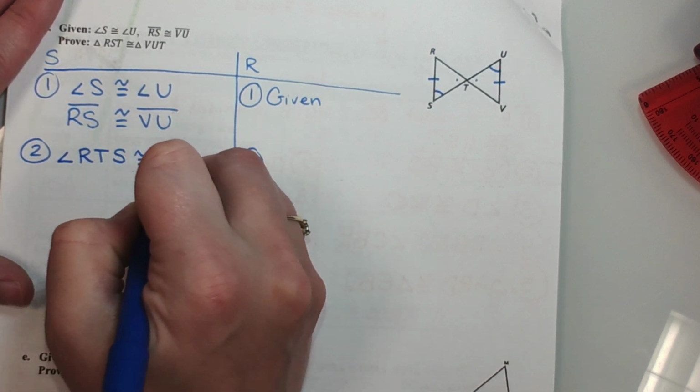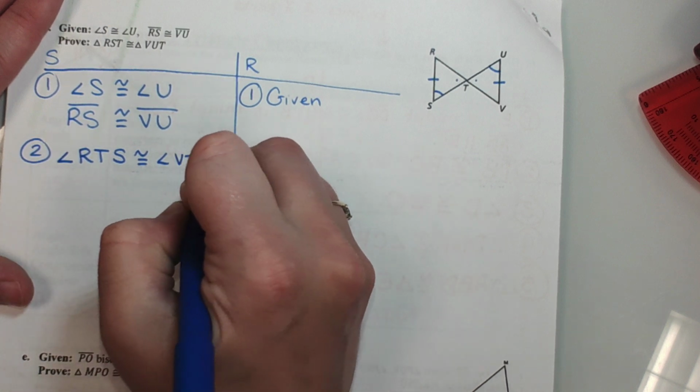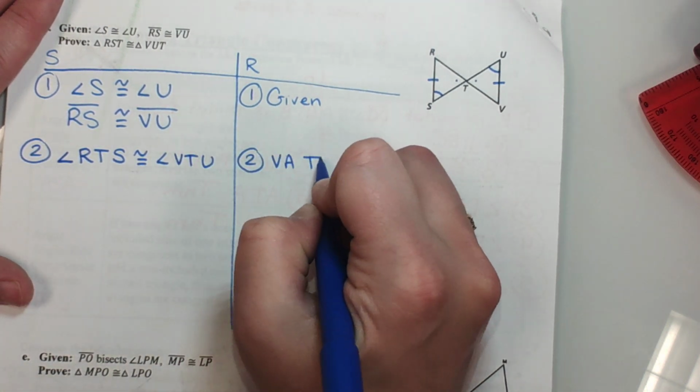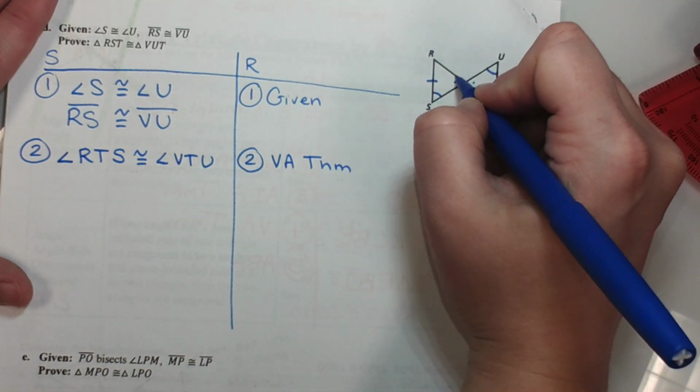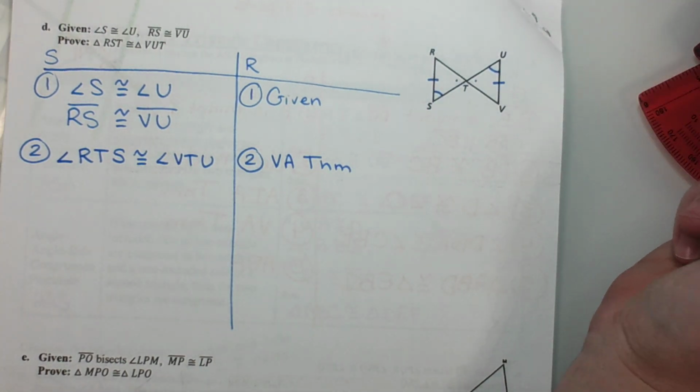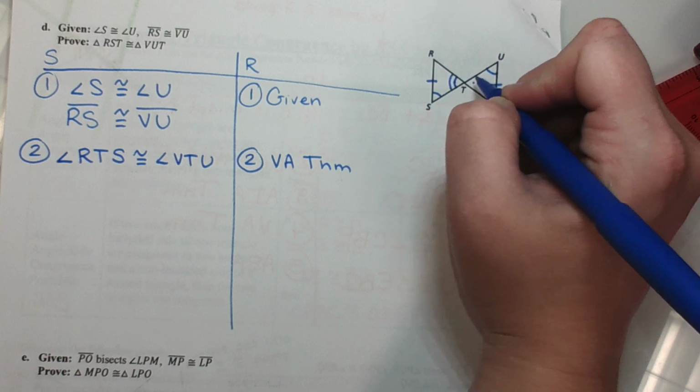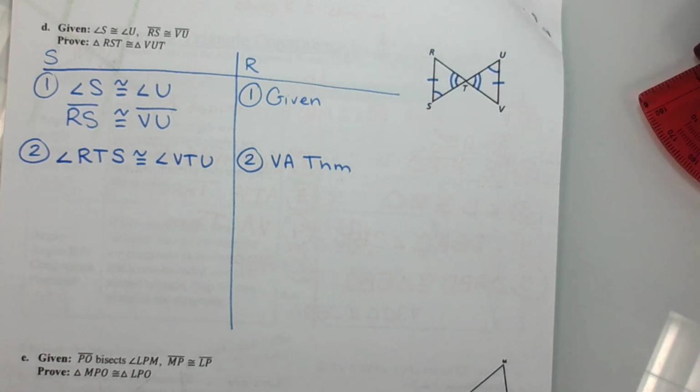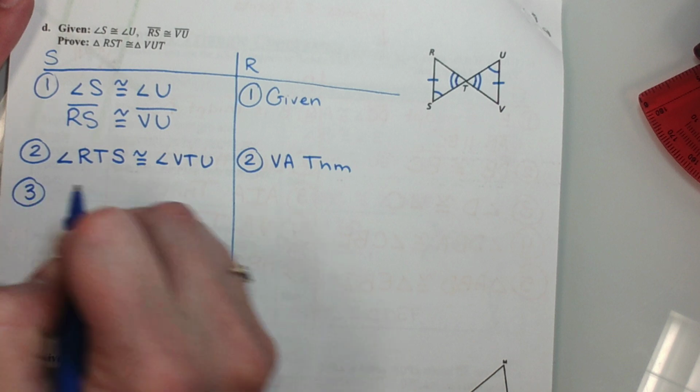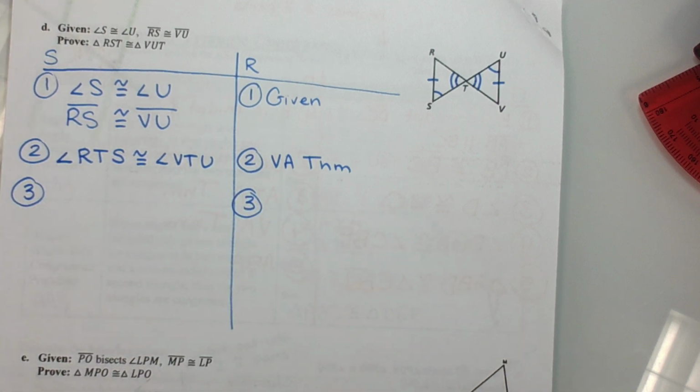Angle RTS is congruent to angle VTU by vertical angle theorem. I already used the single marked angle, so I use the double marked angle. I have 3 pairs of congruent so far. How many do I want? 3. I want 3. I have 3. Sweet.